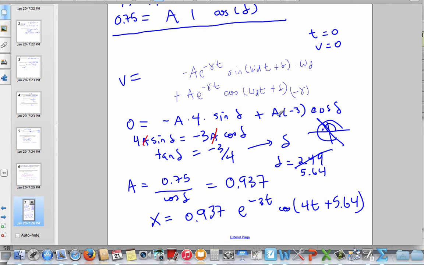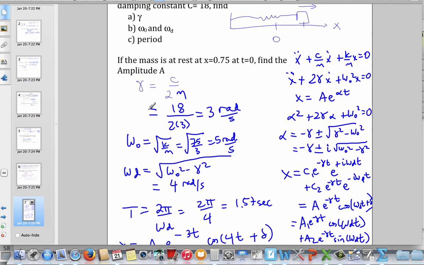So the initial part of the problem was pretty straightforward, finding the values of gamma, omega, and period. But then at the end, figuring out what the amplitude was certainly a little bit involved.